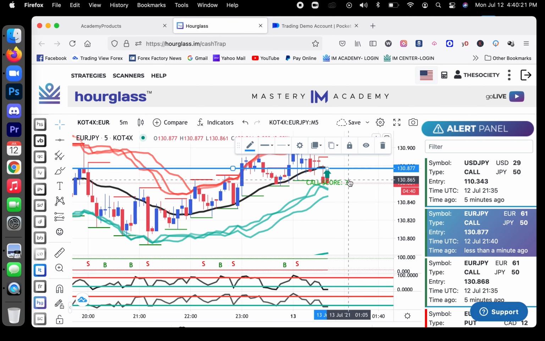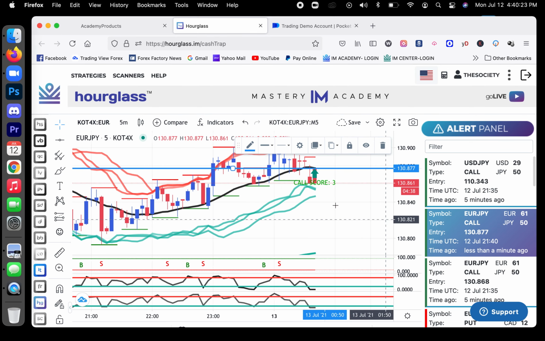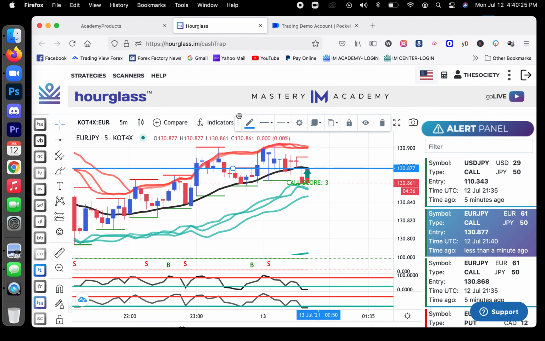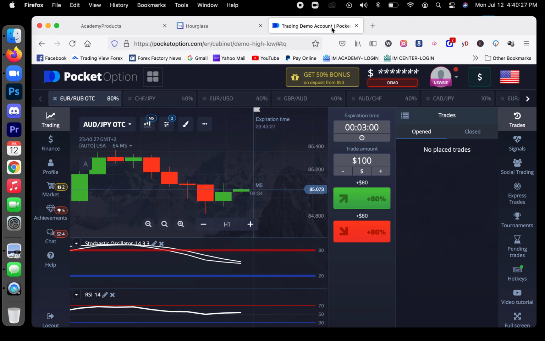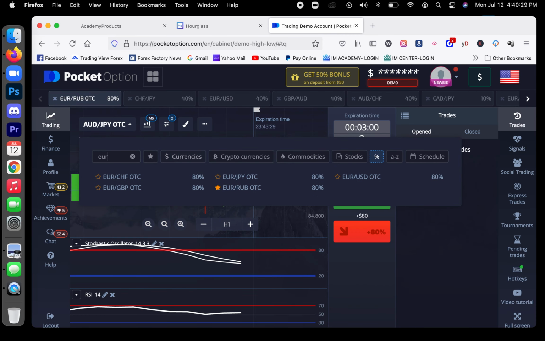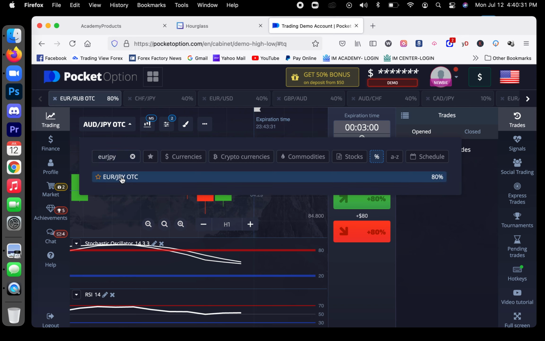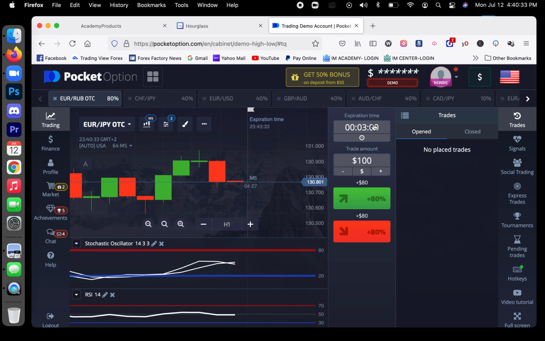877 is right there. So we're looking for price to go above us, right? So we're not going to take this trade until it hits 877 for the call. So what I'm going to do is I'm going to come in here. I'm going to look for that pair so I can get myself set up. We know we're going to take a 3-minute trade on EURJPY for a call.